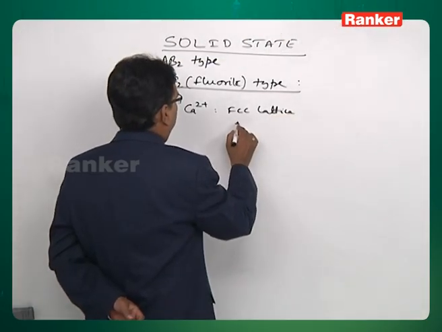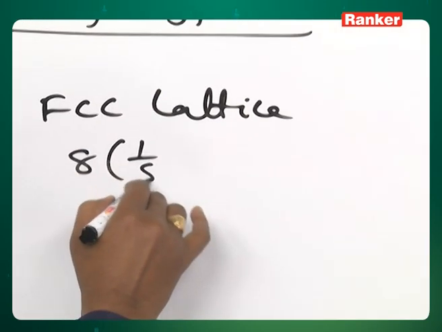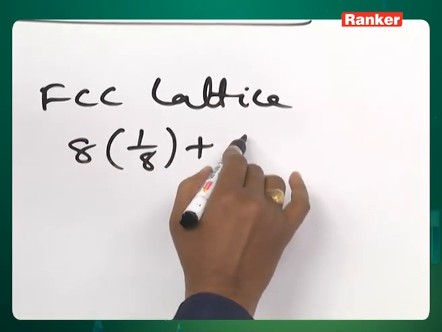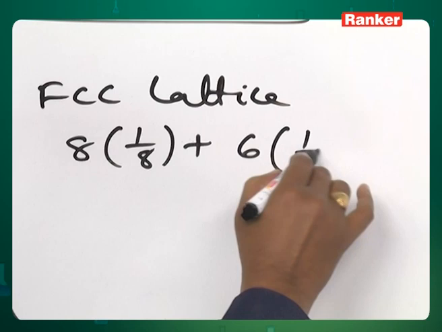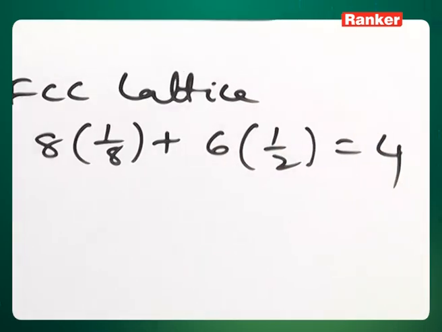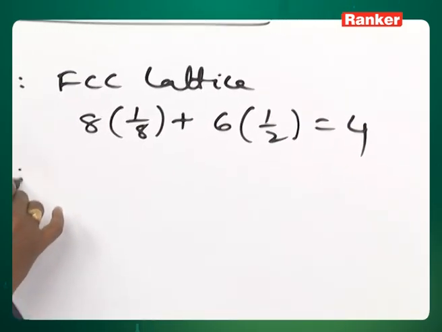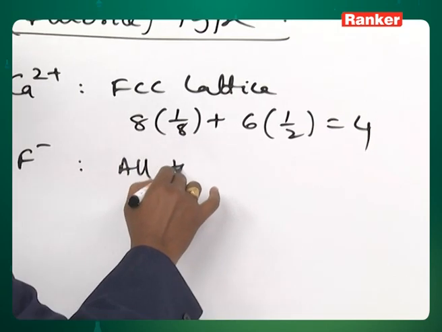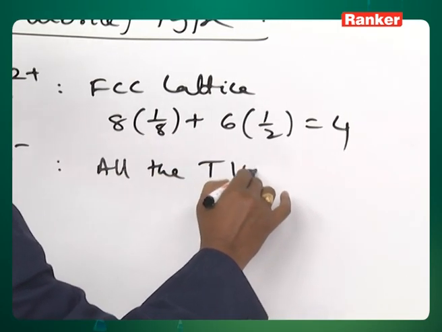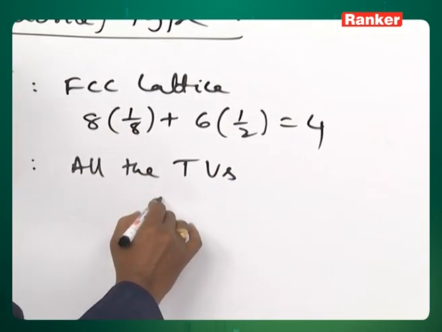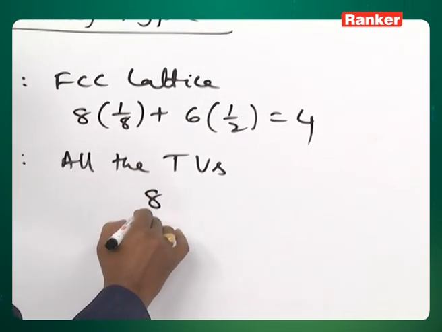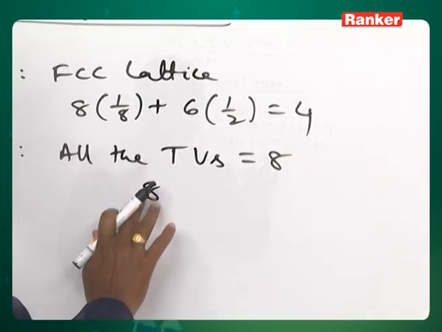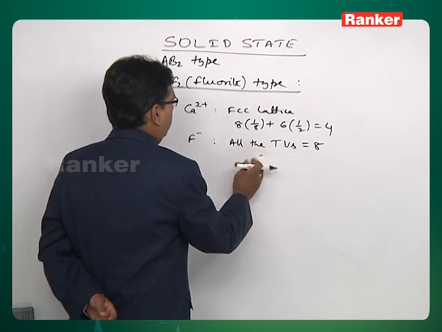So, this is again 8 into 1 by 8 plus 6 into 1 by 2, that is again equal to 4. Fluoride ions occupy all the tetrahedral voids. So, when you are having all the tetrahedral voids, then the number is equal to 8.